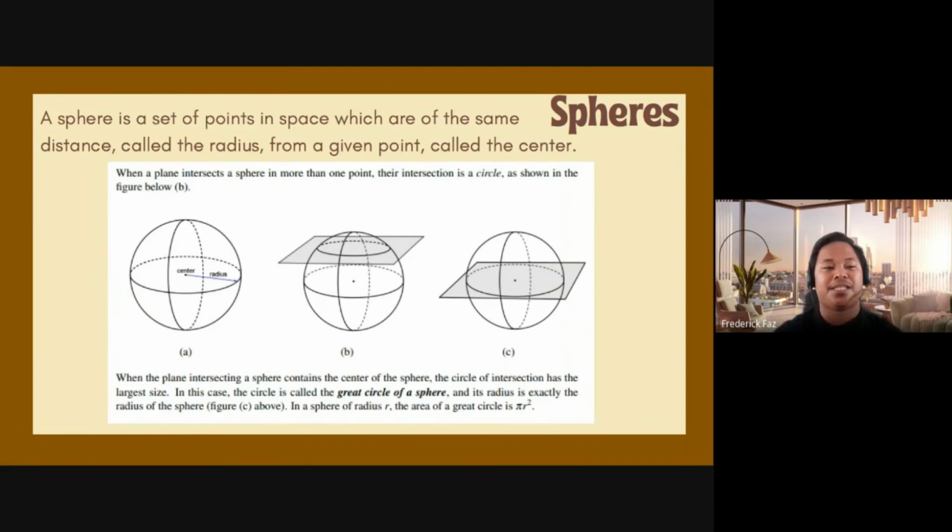Another, we have sphere. If we're going to define sphere, it's a set of points in space which are of the same distance called the radius from a given point called the center. This is the illustration of the sphere. In this case, the circle is called the great circle of a sphere. So this is the great circle.